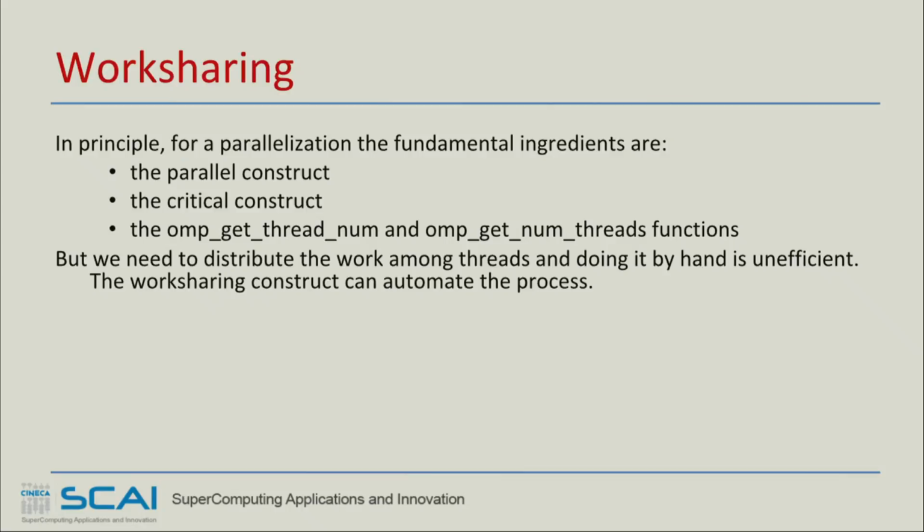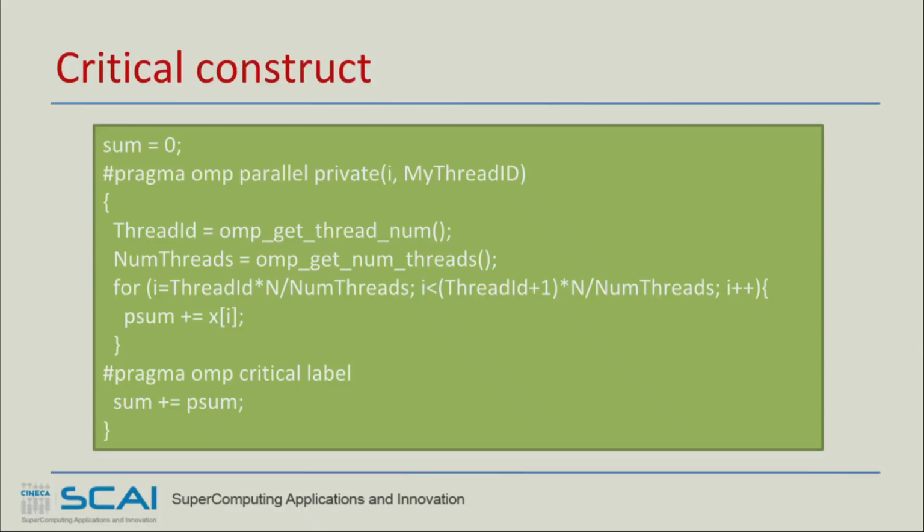You see that in this case here, what I did is exactly this thing. I got the thread ID, I got the number of threads. Here I had a loop, and I just split this loop, giving to each thread a part of the loop. Okay, this is possible like that.